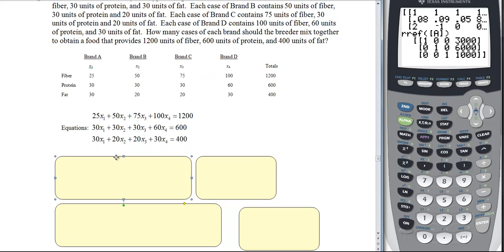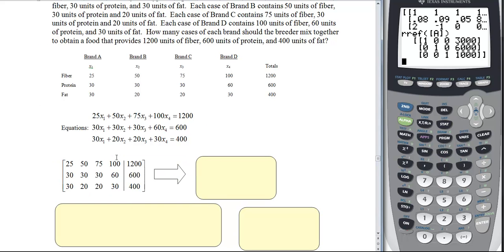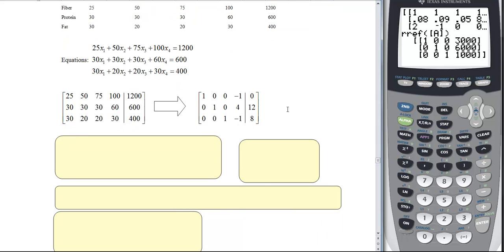Put this into your calculator in the augmented matrix and then go do the RREF. Pause me again because I'd like you to go ahead and put it in your calculator, see if you can access that RREF, and then see if you come up with the next matrix. A little bit different from what we've had before.